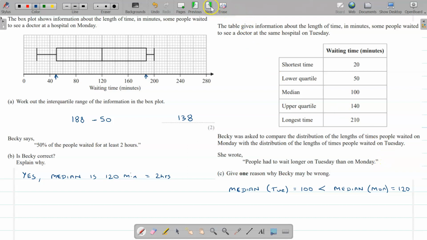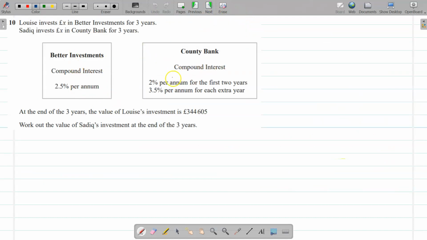Okay, next. 2 investments here. Louise puts X pounds in better investments for 3 years, and at the end of it, it's worth that. So let's do that first, and then see how much she put in, in other words, what this X was. So I start with this amount of money X, and because I'm investing at this rate for 3 years, I multiply x by 1.025 cubed. That will give me the amount after 3 years, which they're telling me is 344,605.